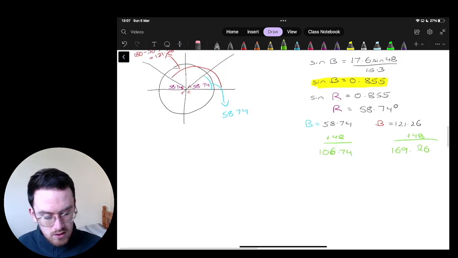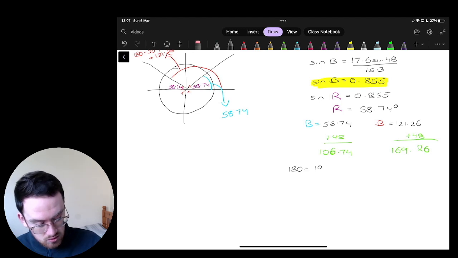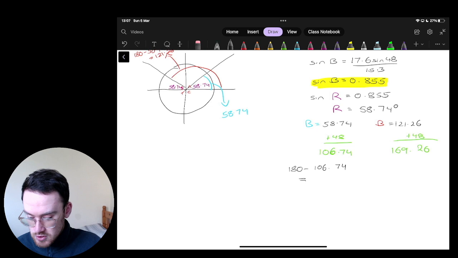So where this leaves us is at a point where we can work out the other angles. Let me just move this down. So we can work out the other angles. If we do 180 minus 106.74, what do we get?